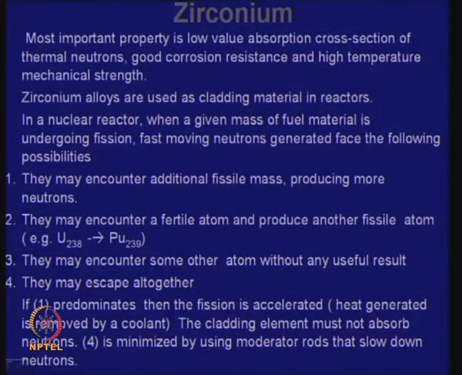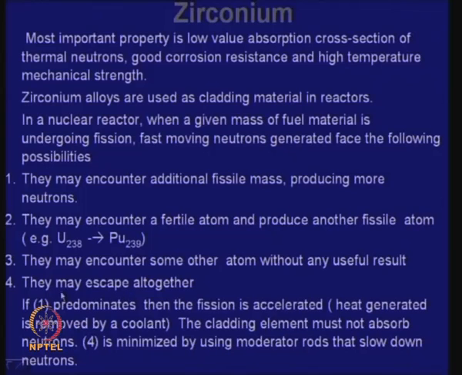Now, it is possible that these neutrons may encounter some other atom without any useful result. That means it goes and hits some other mass which is neither fissionable nor a fertile material. In that case you are losing that neutron, it does not serve any purpose. There is a fourth possibility that the neutrons may escape altogether without serving a useful purpose. It neither encounters a fissile mass to generate more neutrons, nor does it encounter a fertile material to produce a fissionable mass.